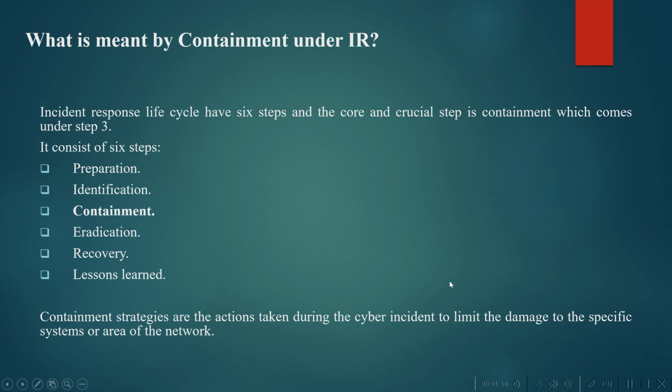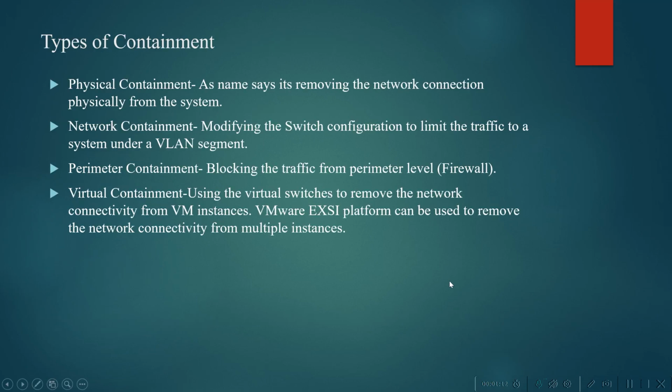So there are different types of containment. Some of the important containments are physical containment, network containment, perimeter containment, and virtual containment. As the name shows, physical containment is like removing the cable from a system.